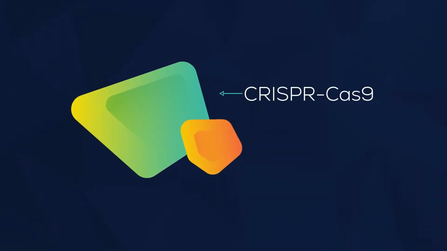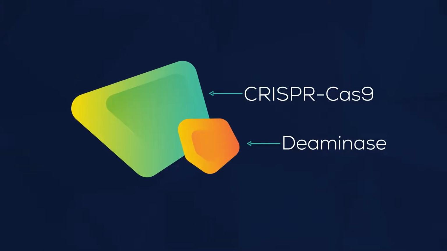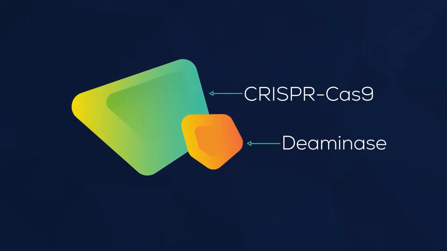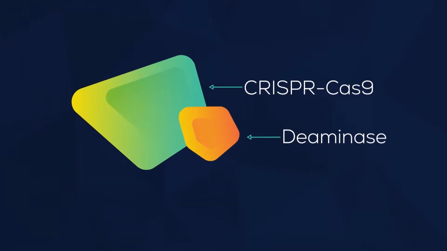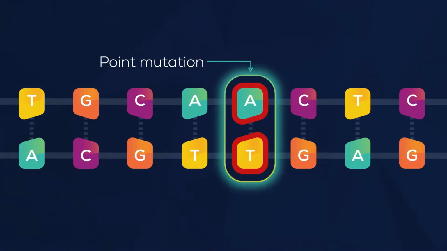A base editor consists of 2 main components: a CRISPR-Cas9 protein and a deaminase. The CRISPR-Cas9 protein is bound to an RNA guide that precisely targets a specific base. A deaminase enzyme then carries out the desired chemical modification of a single DNA base.